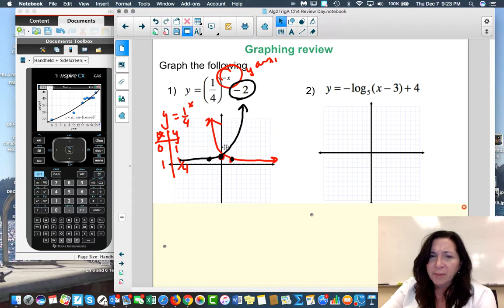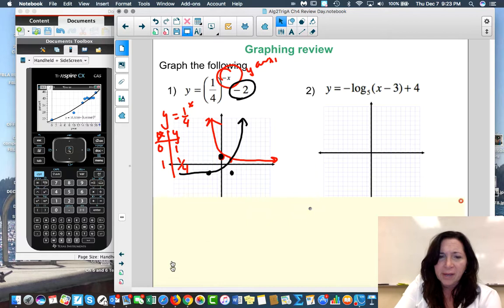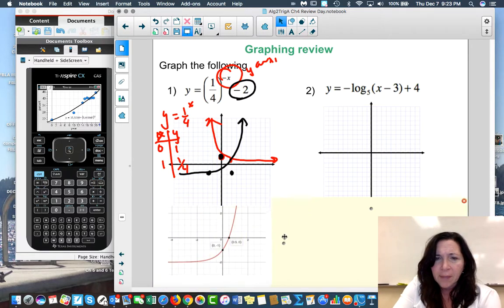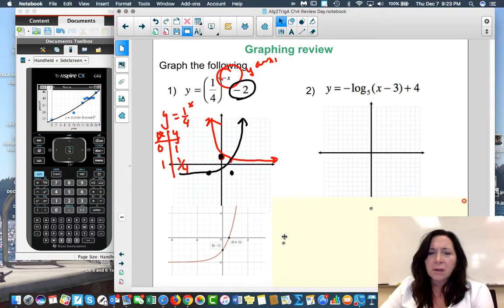-2 is going to take my graph and drop it down 2 units. Again, please be very careful that you maintain your points, okay?